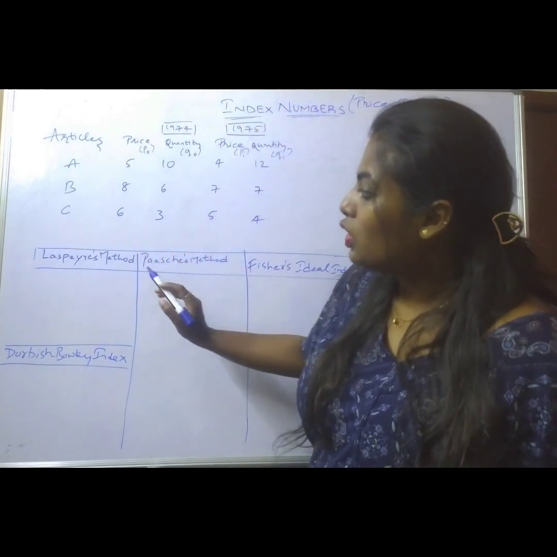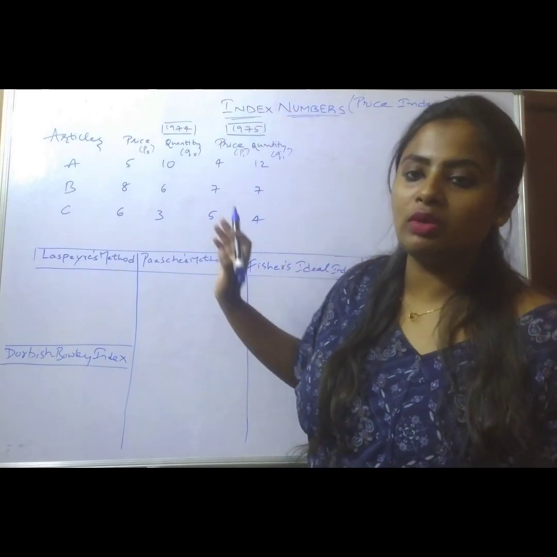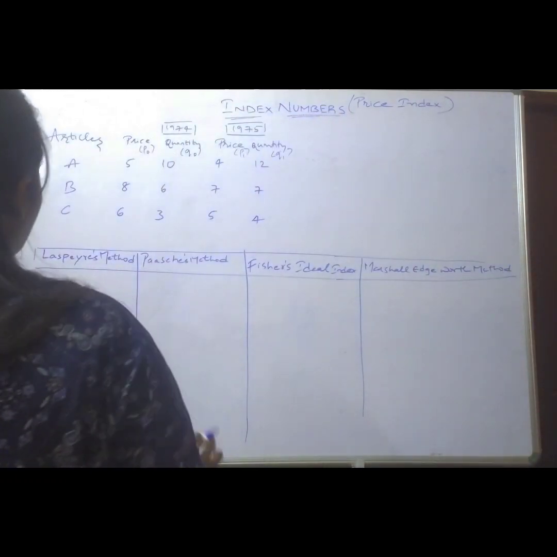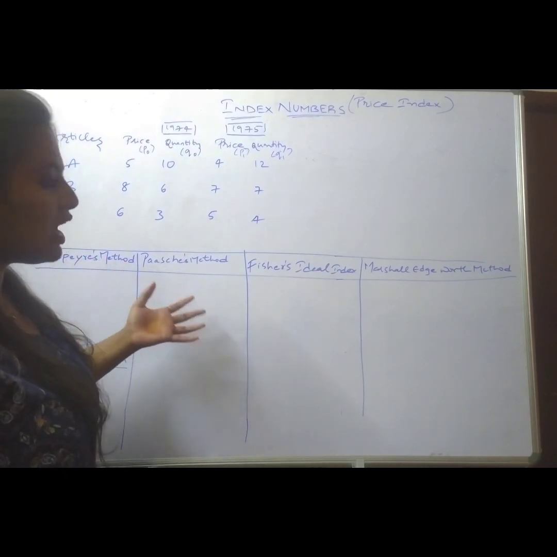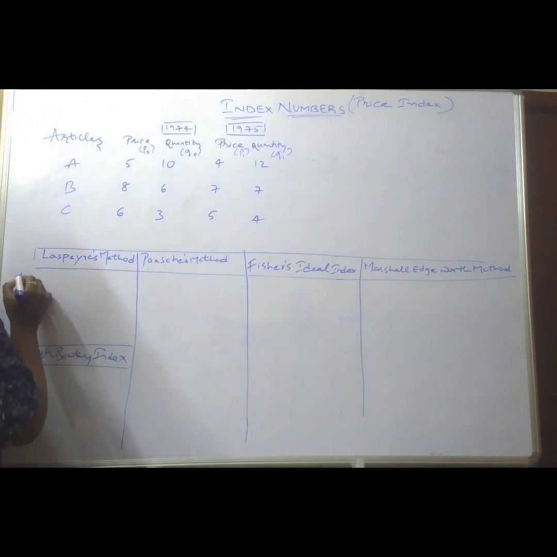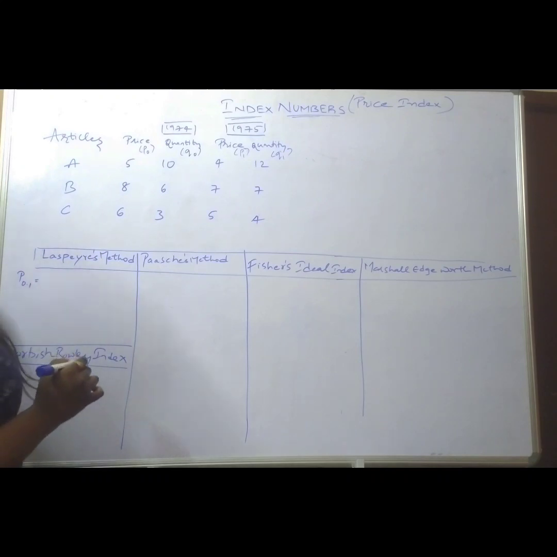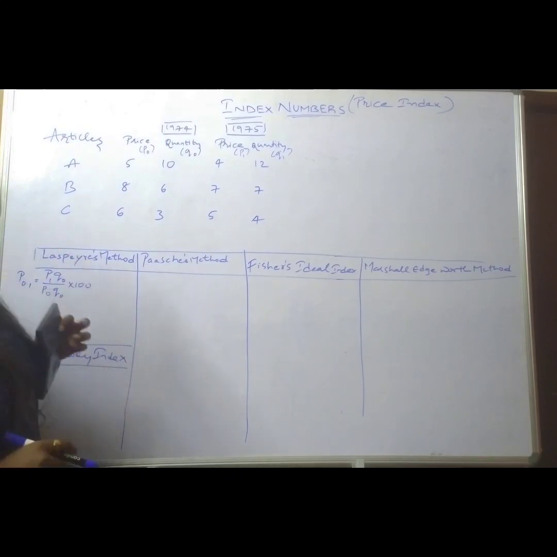Now we have to see what are the things that we have to find out. Sometimes they are going to ask you to find out the index numbers for the given data, or they will ask you to find out the index numbers by last year's method, or by past year's method. They are going to mention it specifically. In last year's method our formula will be P01 is equal to P1Q0 divided by P0Q0 into 100. This will be our actual formula.